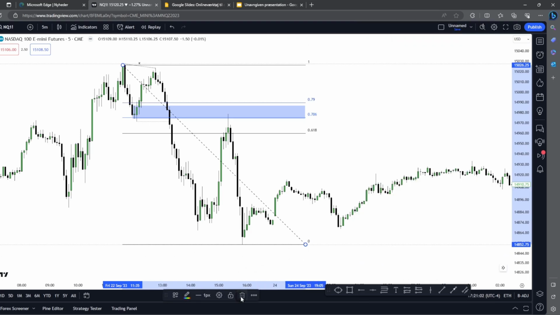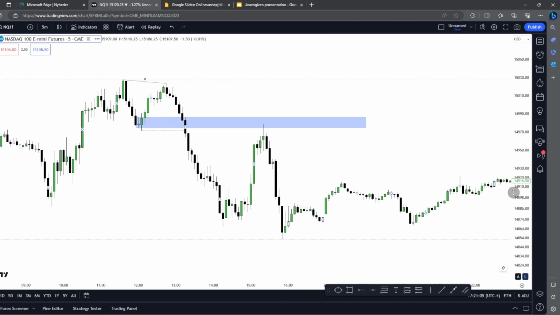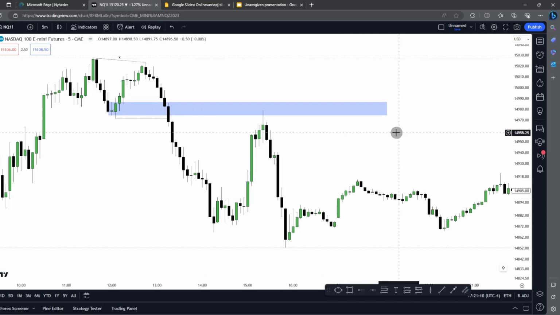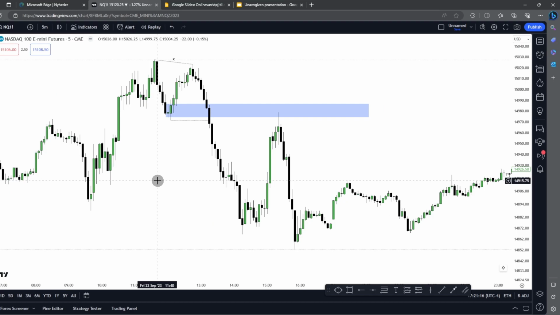That is basically all there is for the mitigation block. I try to make these videos as short as possible, because a lot of people like to overcomplicate things, but it's very simple. And this is even more simple if you already knew what a breaker block was. But in case you didn't, you should know what both a breaker block and a mitigation block is now.